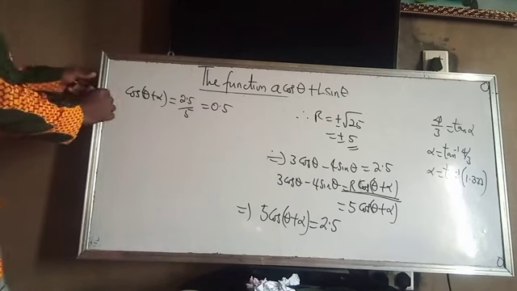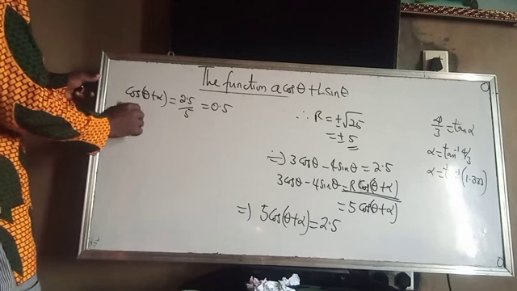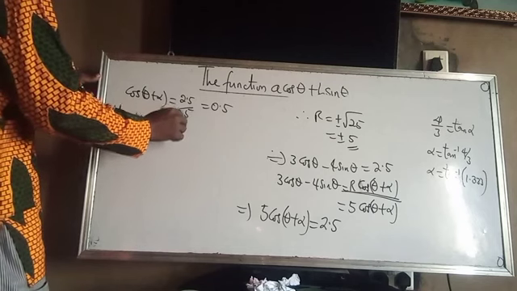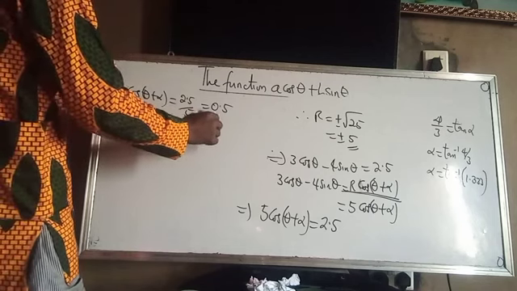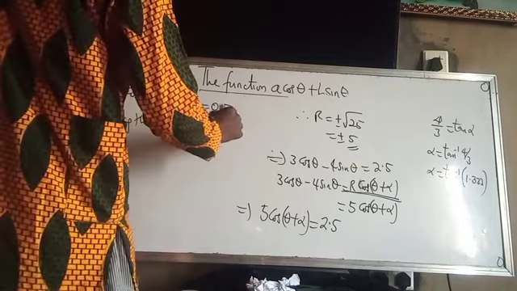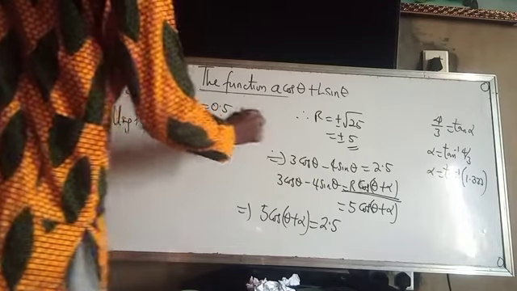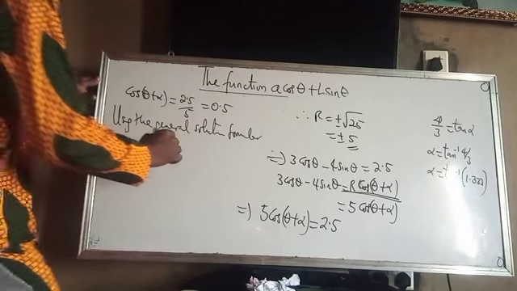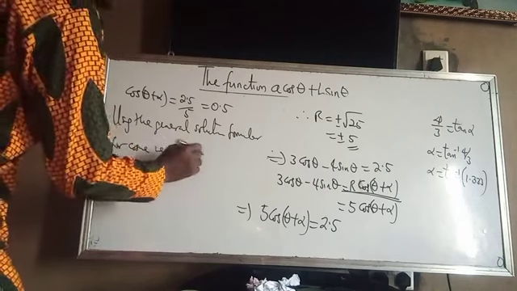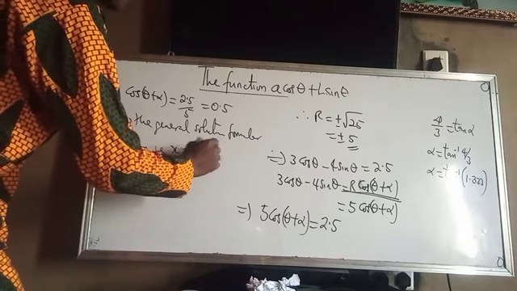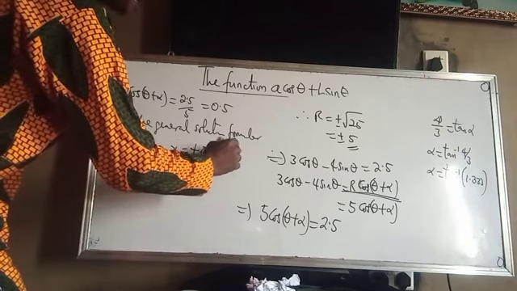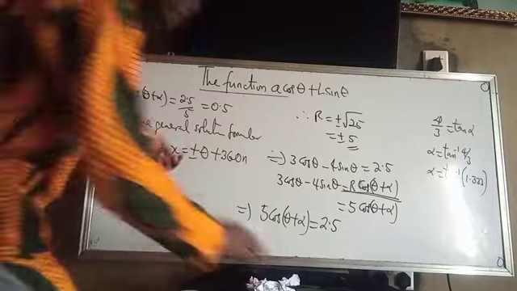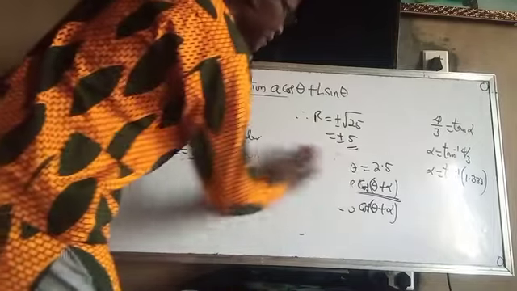Now, using the general solution formula for cosine, that is x is equal to plus or minus theta plus 360n, where n is an integer.